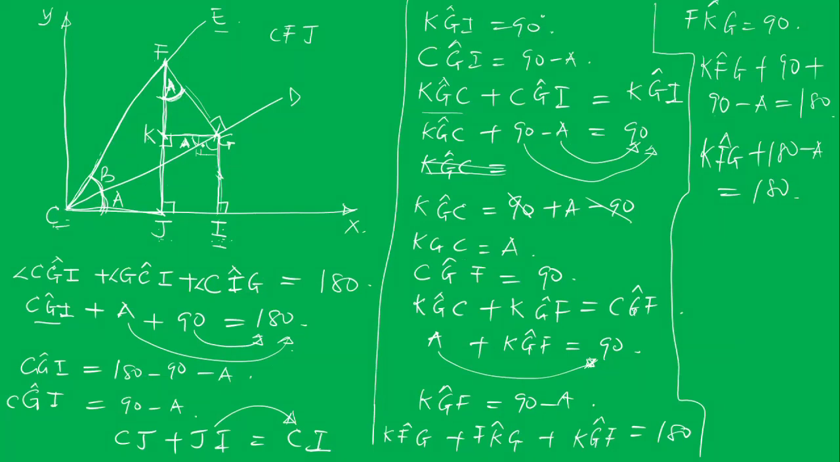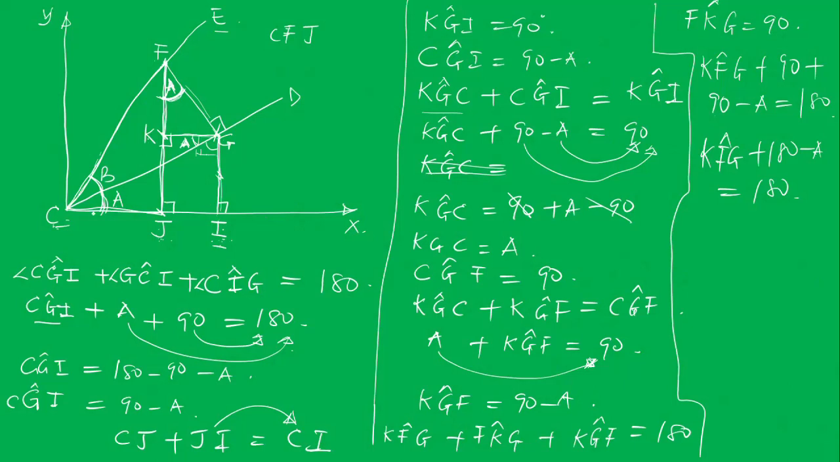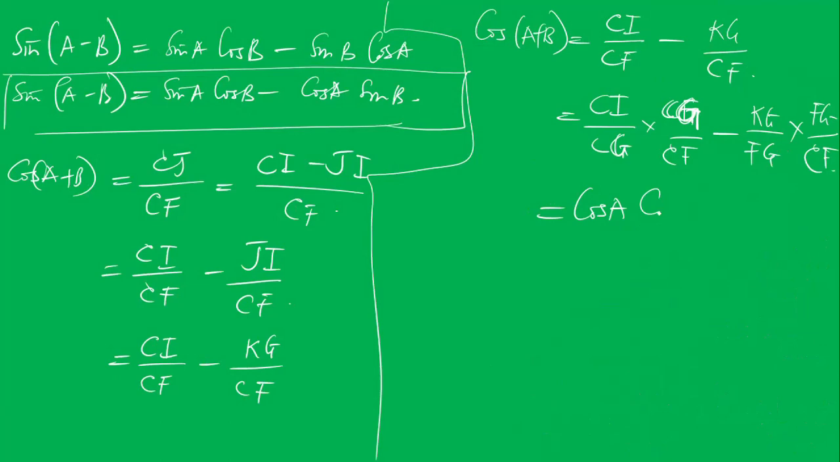CI divided by CG. So now you have CI adjacent to angle A, divided by the hypotenuse. So that should be cos A. So this is cos A. Now the next one, you have CG divided by CF. CG is adjacent to angle B divided by the hypotenuse of that triangle. So you have cos B minus.